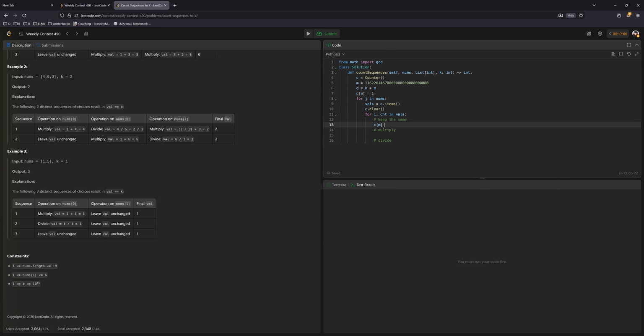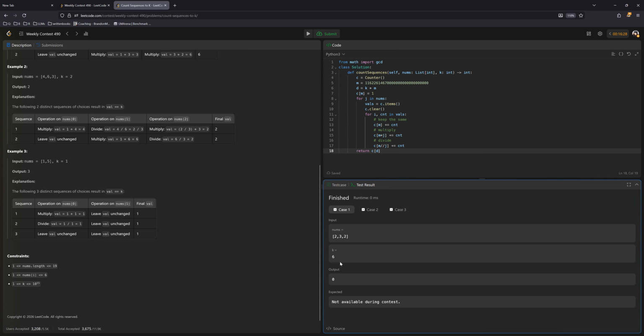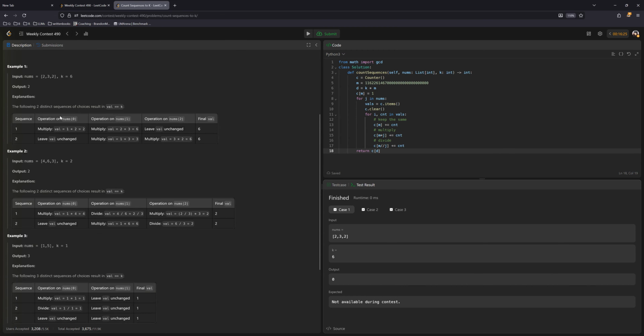So C of M plus equals CNT, right? It's the number of ways that we could get there. And then C of M times J plus equals CNT, and then C of M divided by J plus equals CNT. And it wants to know the number of paths, so it's simply return C of D, which is the destination. All right, output 0. That does not sound right.